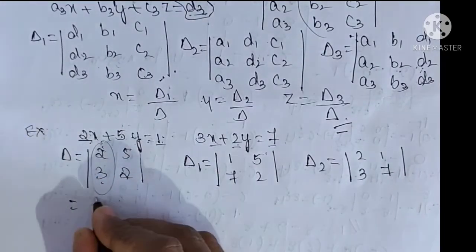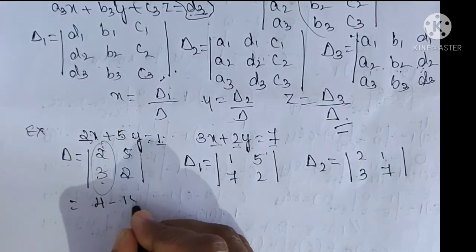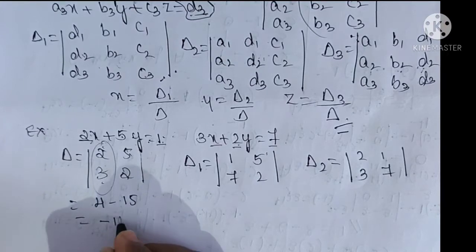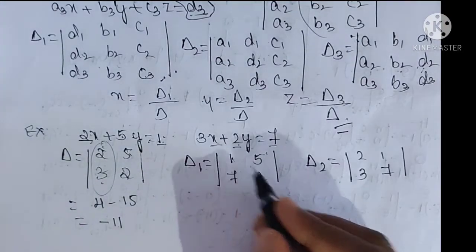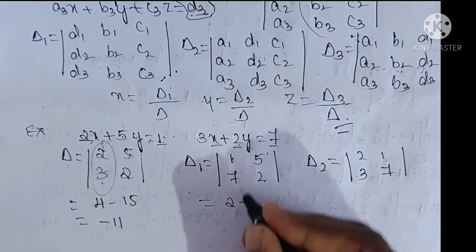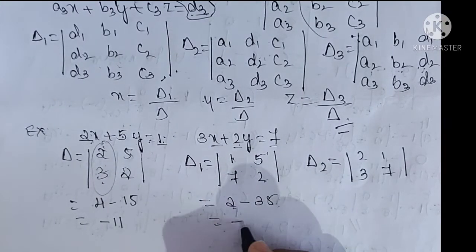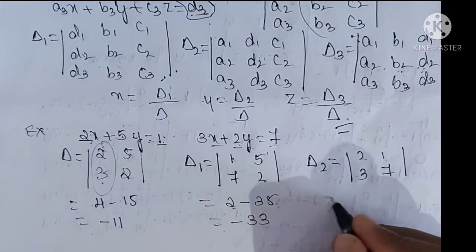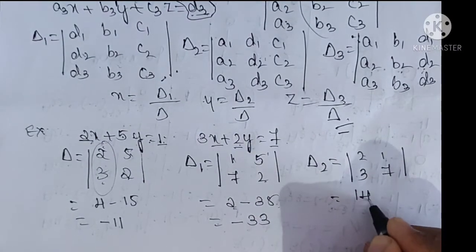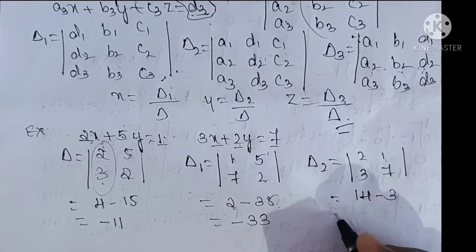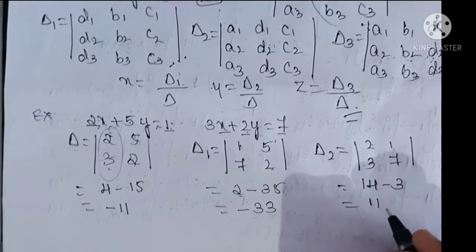Simplification. For delta: 2 twos are 4, minus 3 fives are 15; 4 minus 15 is minus 11. For delta 1: 1 two is 2, minus 7 fives are 35; 2 minus 35 is minus 33. For delta 2: 2 sevens are 14, minus 3 ones are 3; 14 minus 3 is 11.